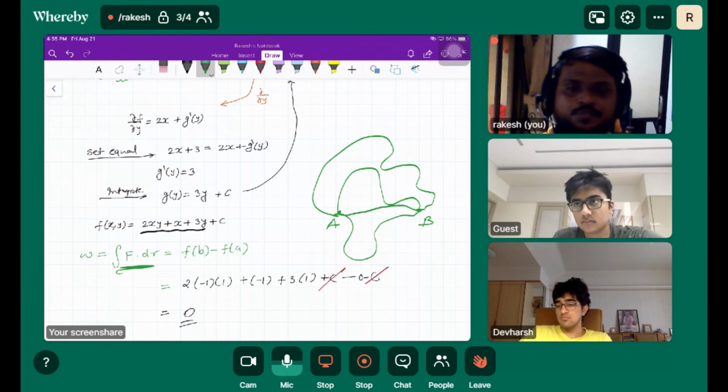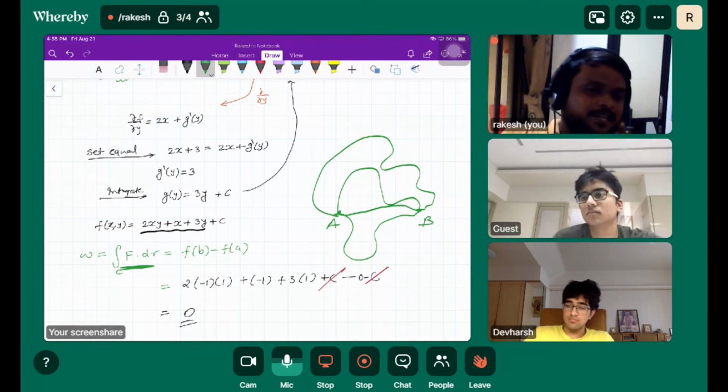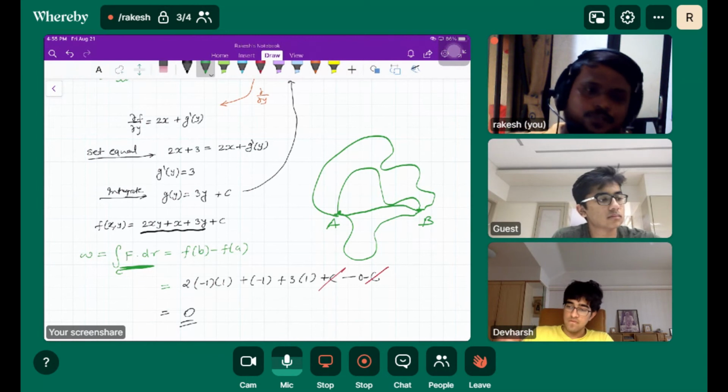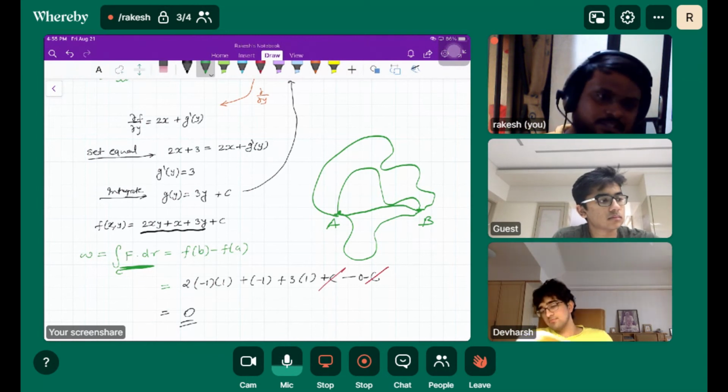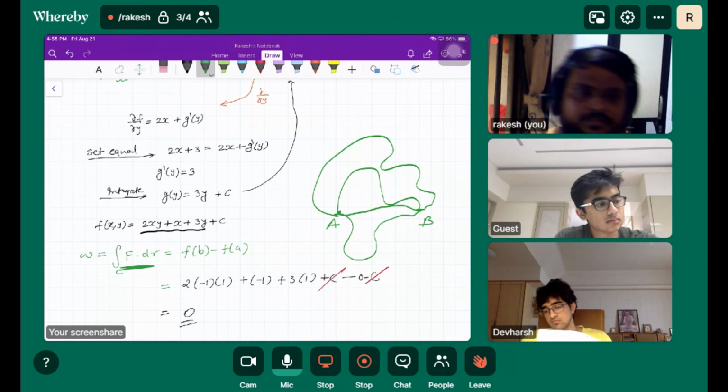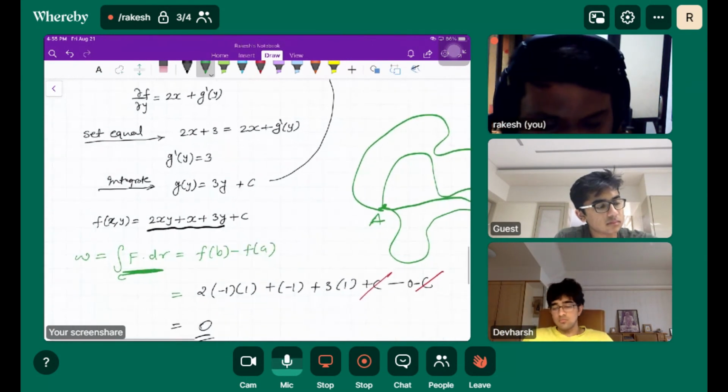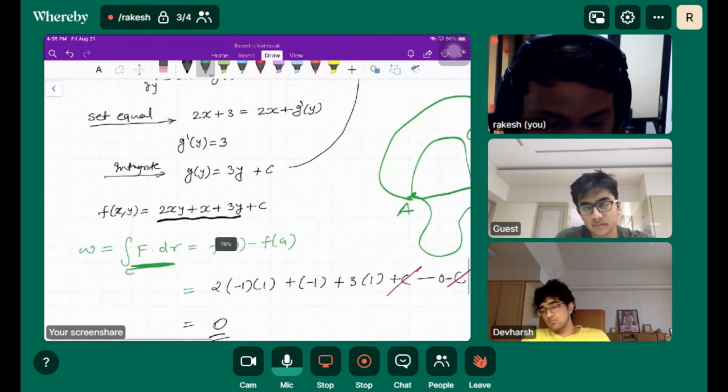So as I promised you, we have no need to use parametric equations, and no need to do difficult integration. This is much easier than the previous concept. Done?